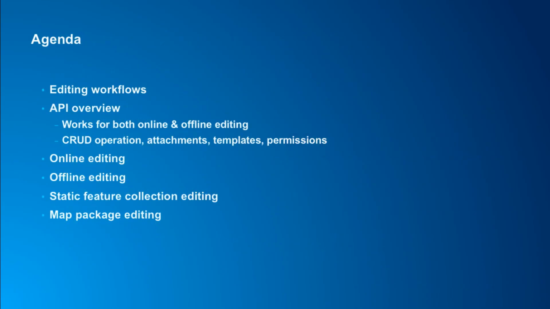So what are we going to cover today? We're going to go over an overview of what the editing workflows are at a very high level. We're going to look at the API overview for working with both online and offline editing, because they're essentially the same. So we'll go into the detailed operations and CRUD operations that you need to perform to edit your data, edit attachments, work with templates and work with permissions, things like that.